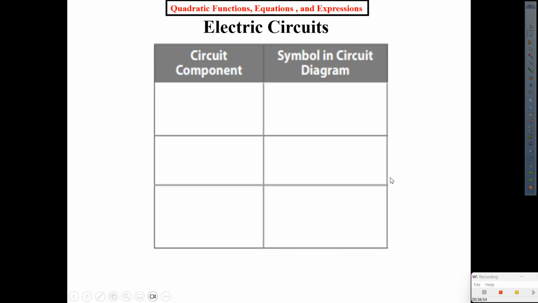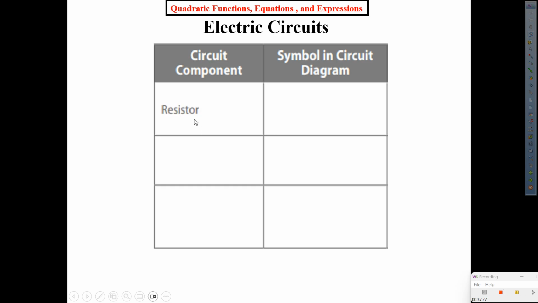Why am I showing you this? Because this is where we're going. We're going to be using complex numbers, but now with electronics. So copy that table, please, on your notes. Circuit component and symbol in circuit diagram. So we're going to be looking at 3 components.